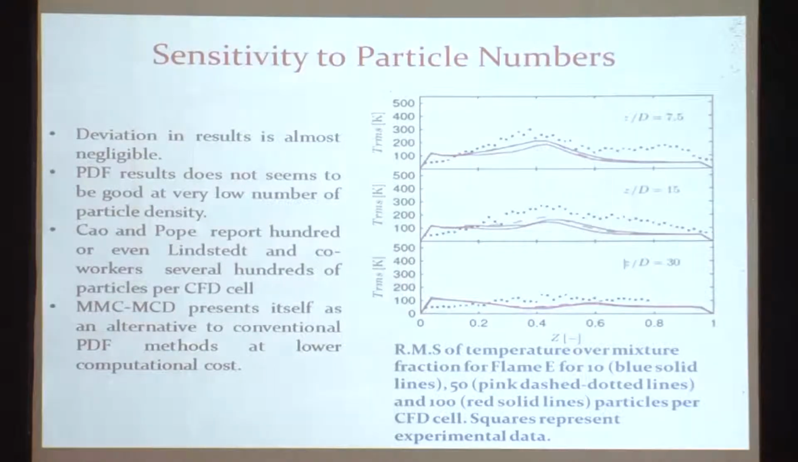In previous numerical studies using PDF, some of the numerical experiments have been done with a large number of particles. One paper by Cao and Pope used several, and Lindstedt and other co-workers have used several hundreds of particles per CFD cell. But here in MMC we have tried to define two different types of time constants, and thereby we could get reasonable agreement with a significantly smaller number of particles.